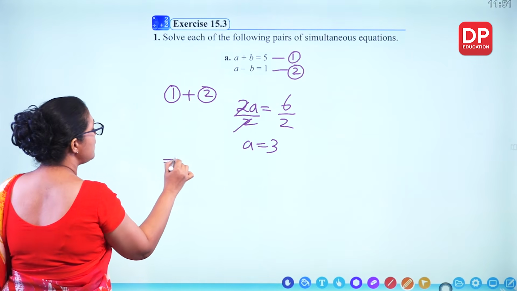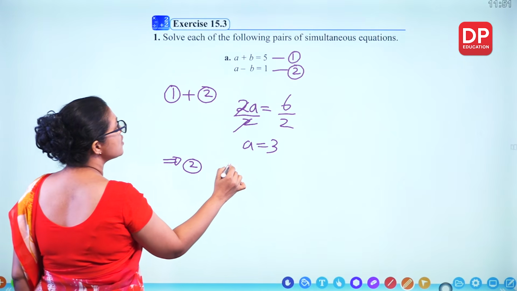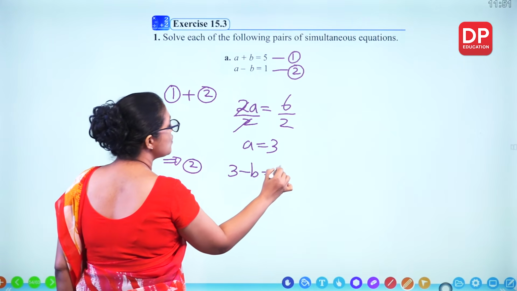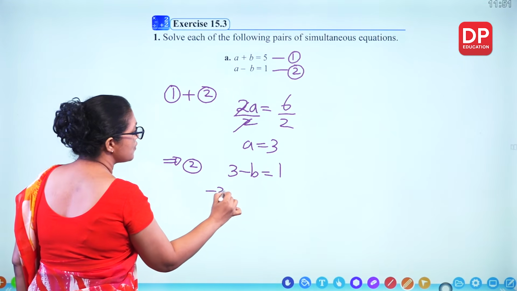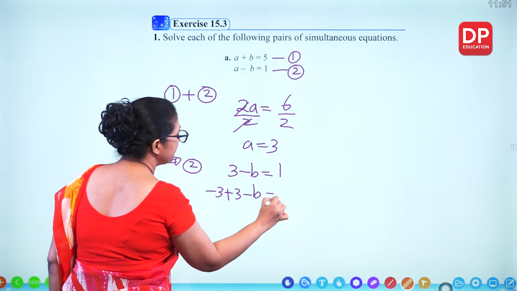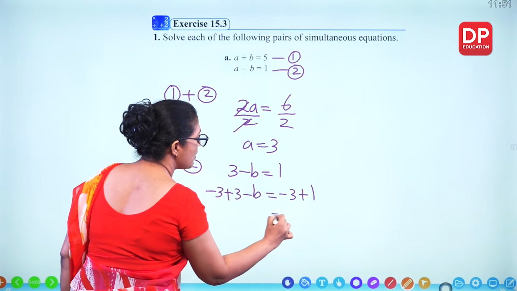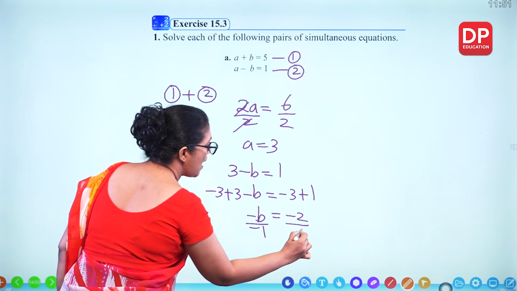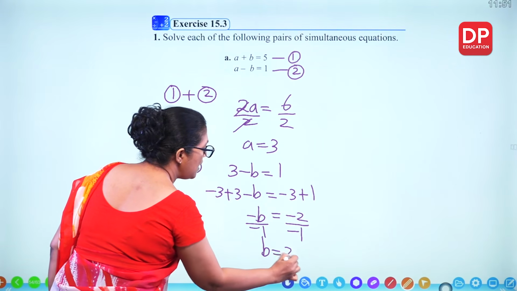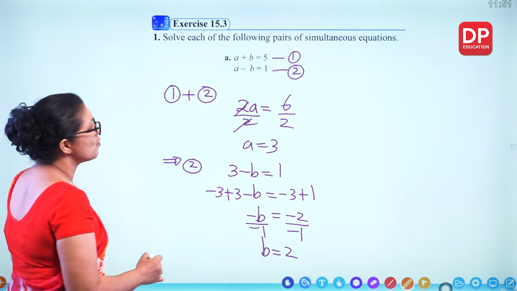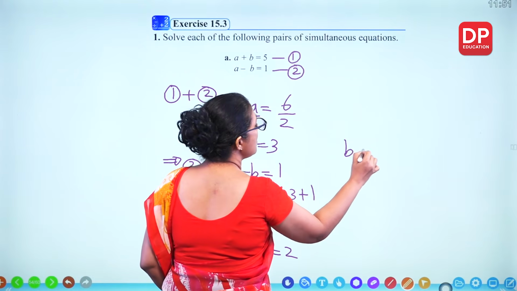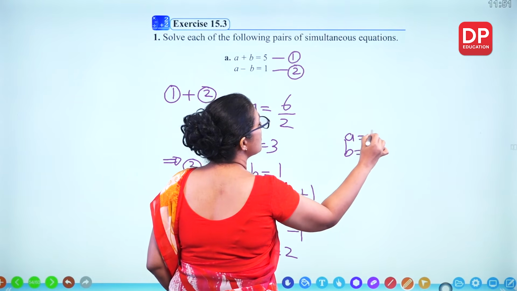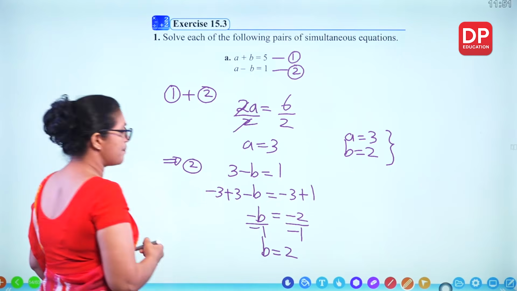Now take one of the equations and substitute. 3 minus b equals 1. Subtract 3 from both sides. You get minus 2 equals minus b. When you divide by minus 1, b equals 2. So what are the solutions? b equals 2, a equals 3.